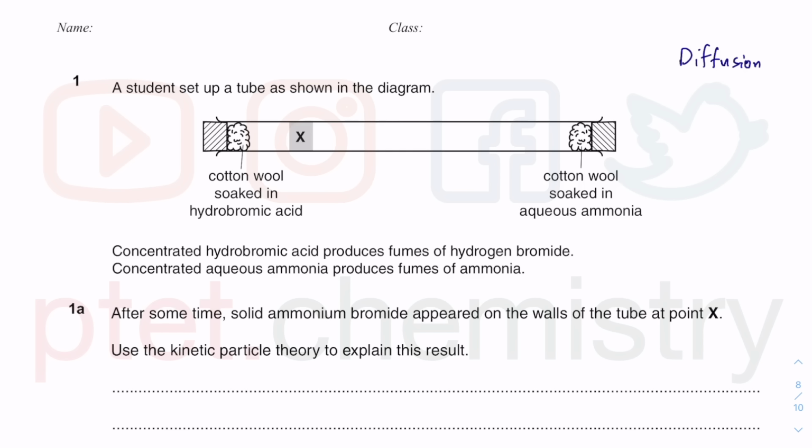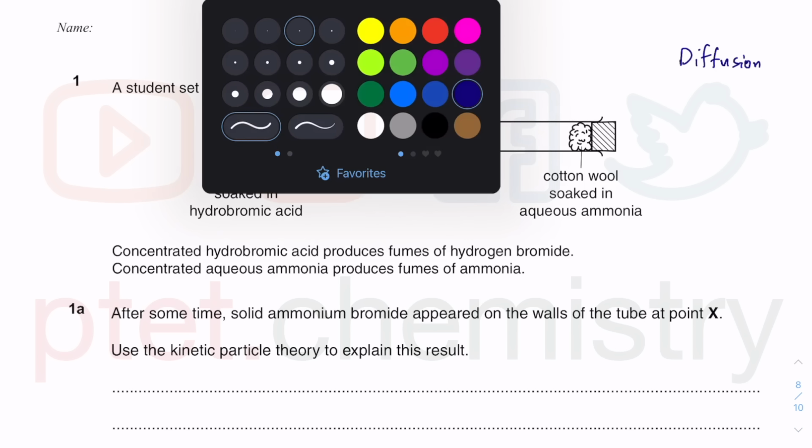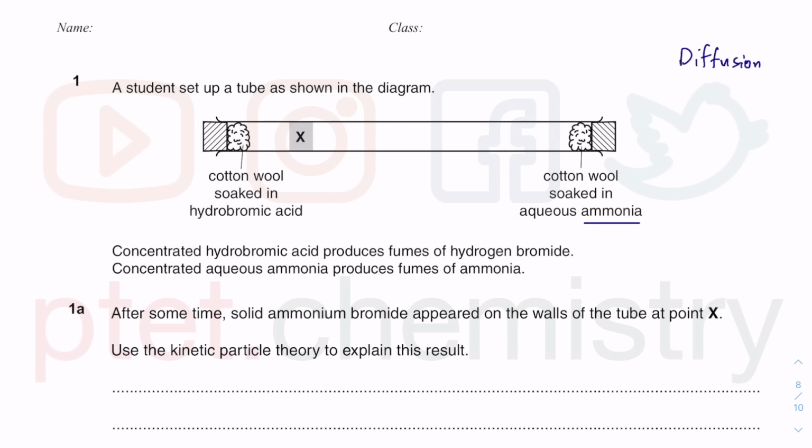So here we have a student setting up a tube shown in this diagram. These kinds of questions are really popular in the sense that they involve ammonia. I talked about chemical formula in the last lecture tutorial. Ammonia has this formula NH3. It means there's 1 nitrogen and 3 hydrogen. What I haven't done was to introduce you to hydrobromic acid, but as I mentioned, these are very popular settings for any kind of diffusion questions.